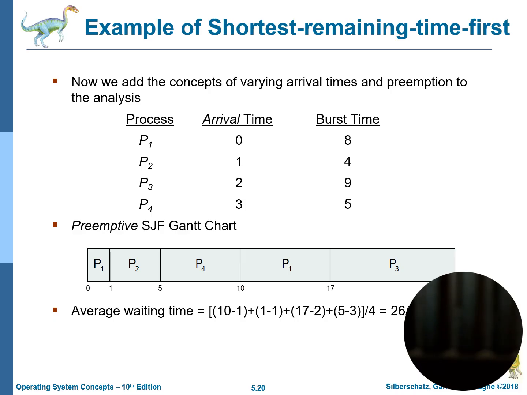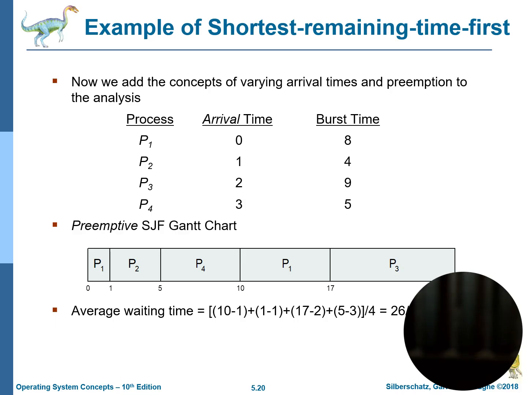So look at the example there. We have P1 which arrives at T0, P2 which arrives at T1, P3 which arrives at T2, P4 which arrives at T3. Look at the burst times. P1 has a burst time of 8, P2 4, P3 9, P4 5.